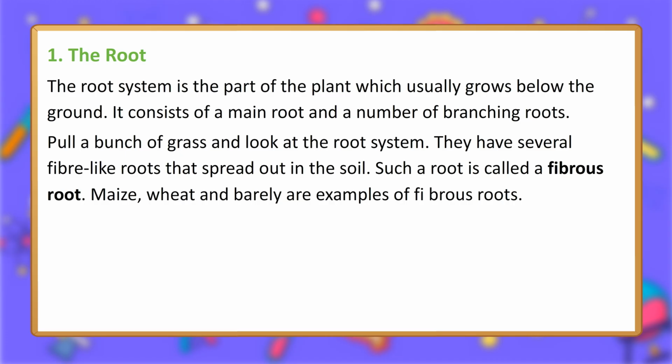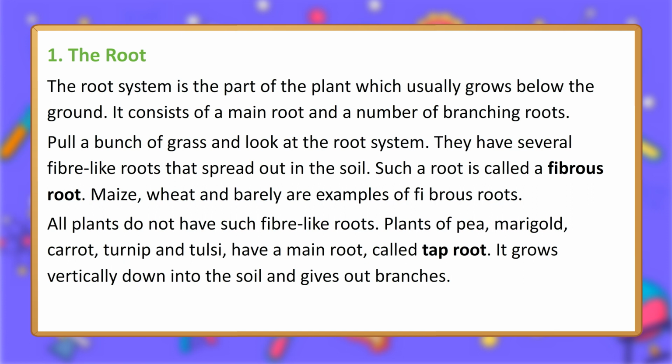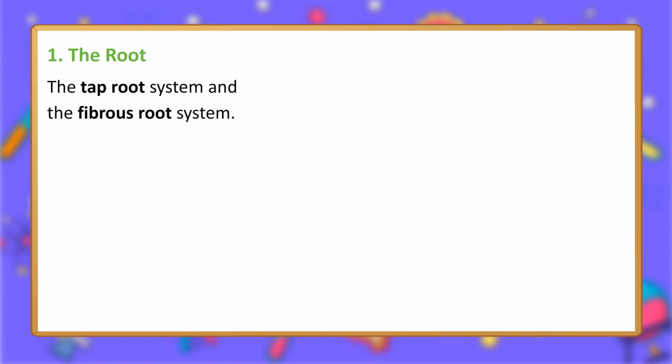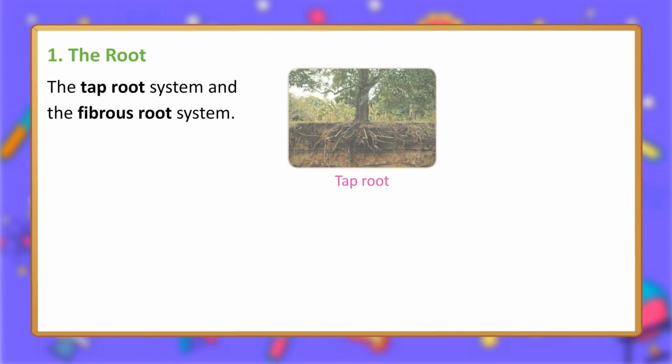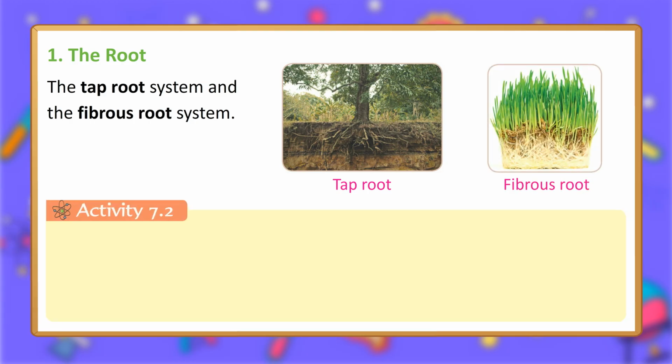Maize, wheat and barley are examples of fibrous roots. All plants do not have such fiber-like roots. Plants of pea, marigold, carrot, turnip and tulsi have a main root, called taproot. It grows vertically down into the soil and gives out branches. Thus, there are 2 types of root: the taproot system and the fibrous root system. Taproot. Fibrous root.